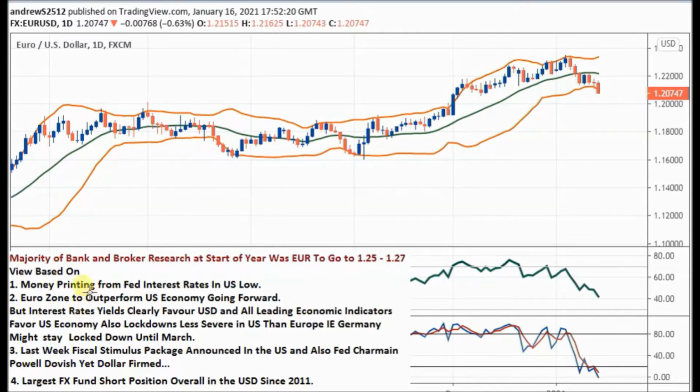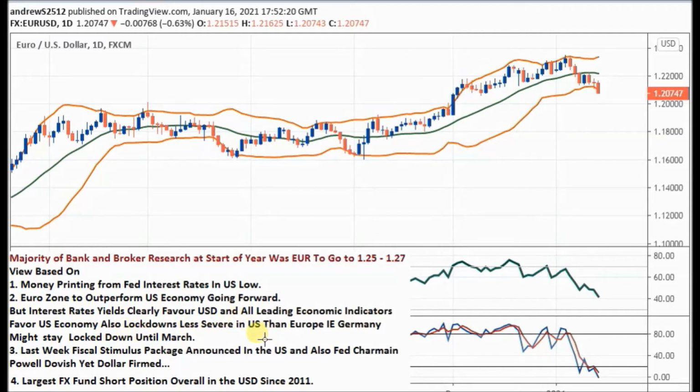Now, what did the majority base this bullish view of the euro on? Well, we've already looked at money printing. Market saying, well, the Fed are printing money, interest rates in the US are low. That's bearish for the USD. We've really seen this point as not valid at this moment in time, with yields rising in the bond market. Also, the majority viewing the eurozone economy to outperform the US economy going forward. But if we look at the data, all leading economic indicators favour the US economy over the eurozone.